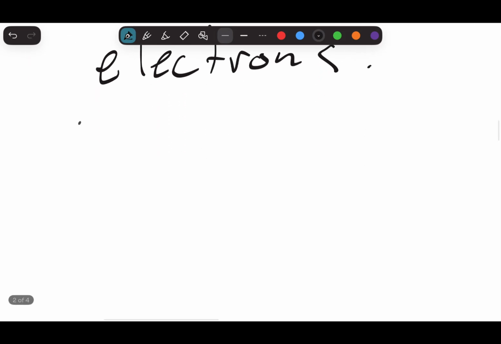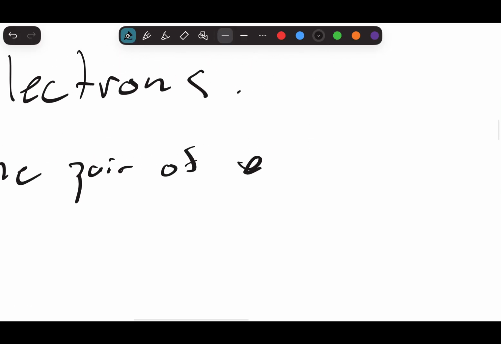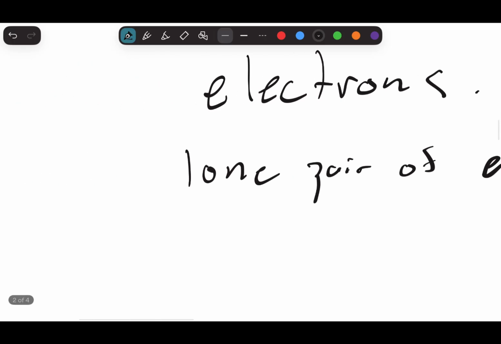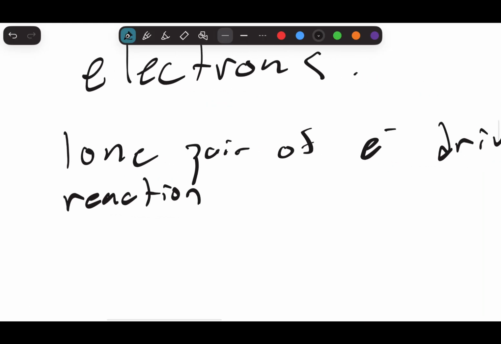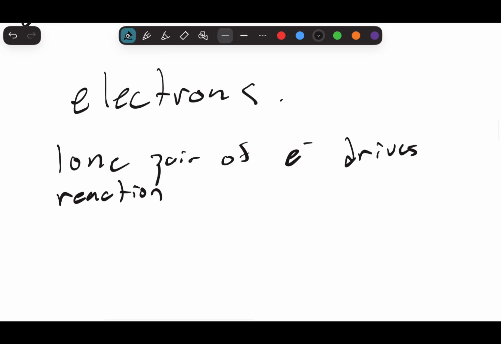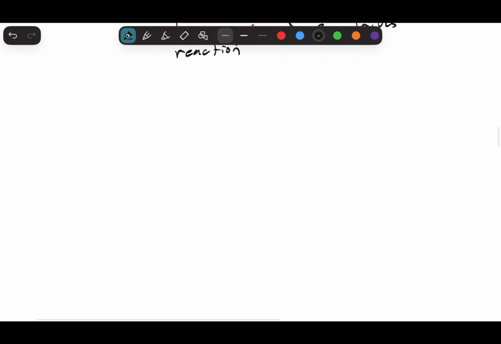So you have a lone pair of electrons, e minus, that drives the reaction. It's a topic where the questions can go crazy, but the concept is really simple. It's a really short concept.